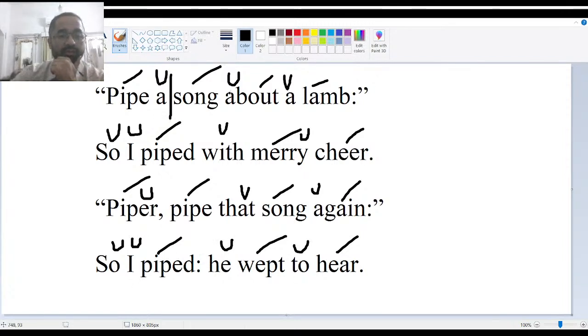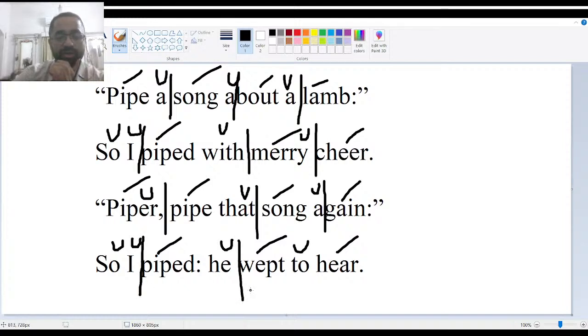Pipe a song about a lamb. So I piped with merry cheer. Piper, pipe that song again. So I piped, he wept to hear. So you have catalectics in every line.